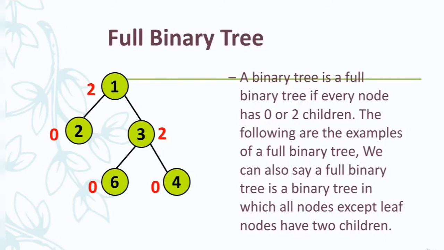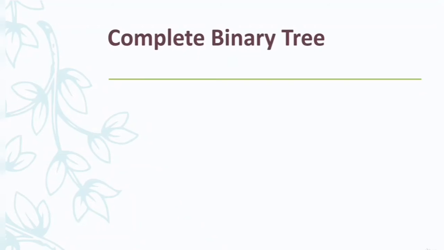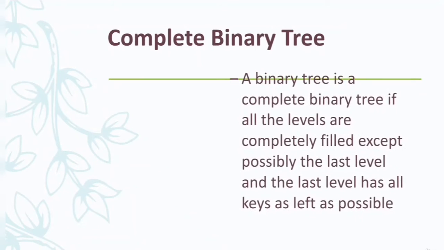And hence this binary tree is called a full binary tree. Let us see the next point, which is the complete binary tree. Basically, a binary tree is a complete binary tree if all the levels are completely filled except possibly the last level, and the last level has all keys as far left as possible.